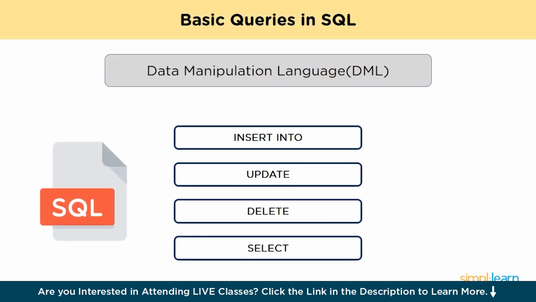DML or Data Manipulation Language consists of the SQL commands that deal with the manipulation of data present in the database. Insert into command is used to insert data into a table. Update is used to update existing data within a table. Delete is used to delete records from a database table. Select command helps you to select the attribute based on the condition described by the where clause.